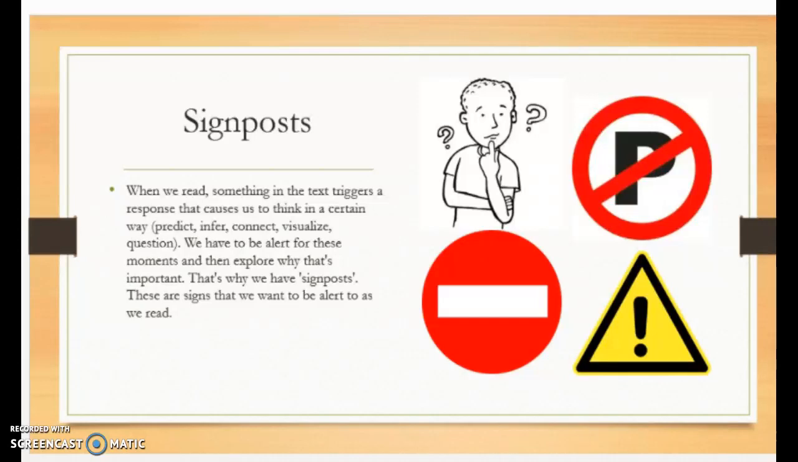When we read, sometimes the text triggers the response that causes us to think in a certain way, to make a prediction or infer something, make a connection, visualize or question something. And we have to be alert for these moments and then explore why that's important. And that's why we have signposts. These are signs that we want to be alert to as we read.